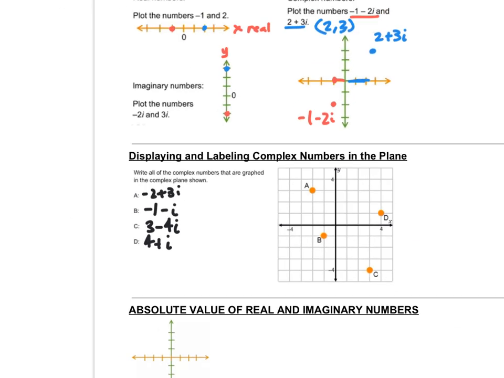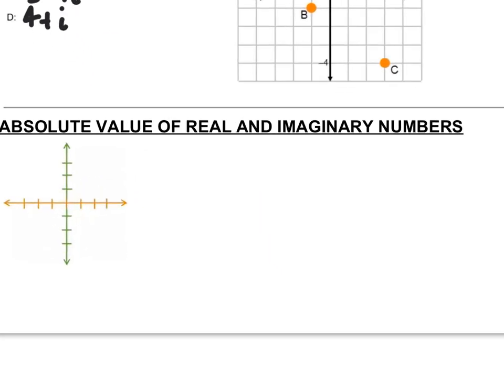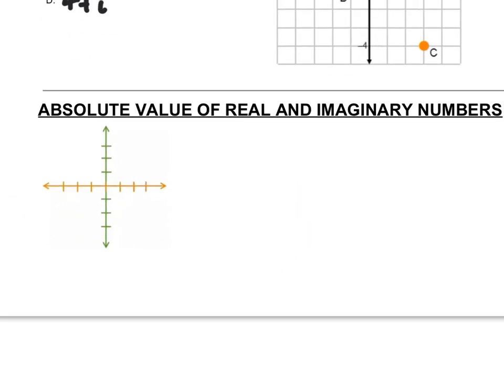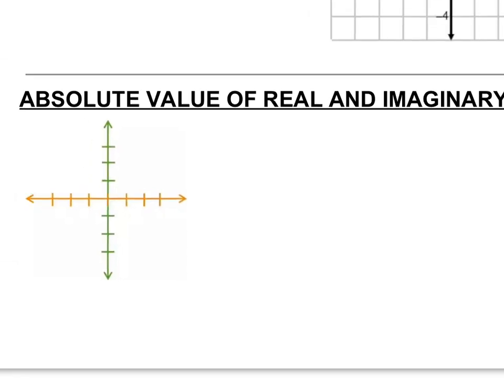All right, so now let's talk about the absolute value of real and imaginary numbers. Remember, this is the real number line, and this is the imaginary number line. Let's say we wanted to calculate the absolute value of 2. We come over here to 2. What's the distance from 0? That distance would be 2.